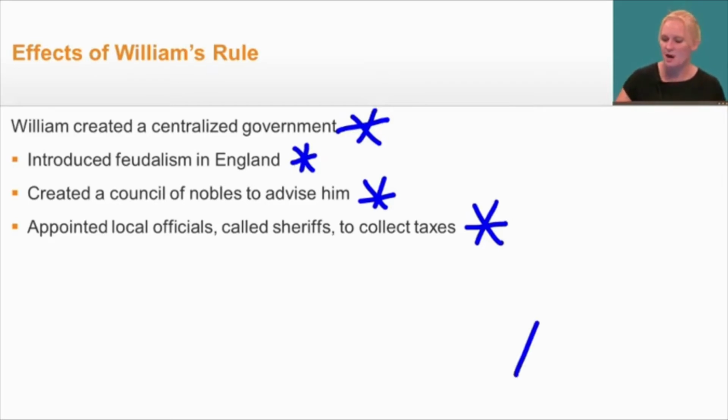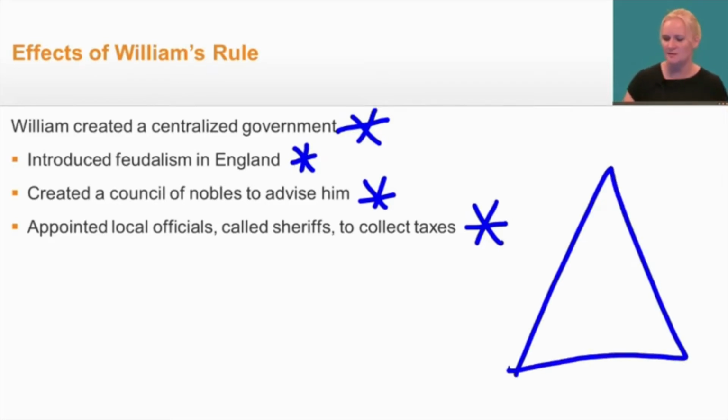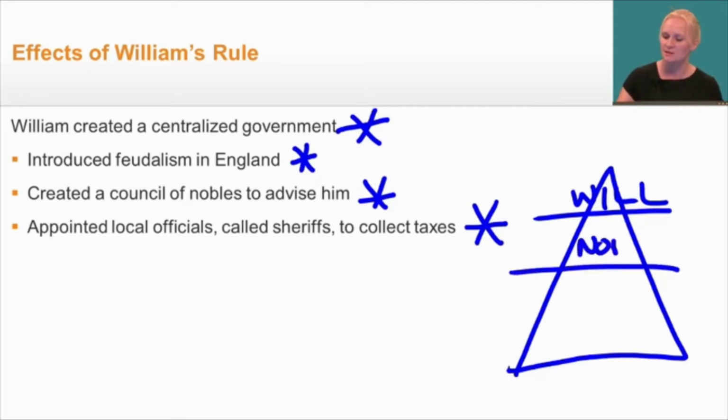Now, let's draw a little pyramid here so you can sort of see what I'm talking about. So here is where William would be at the top, and then he would grant land to one of his nobles, and they would have a manor system in which they would have the peasantry down here at the bottom.